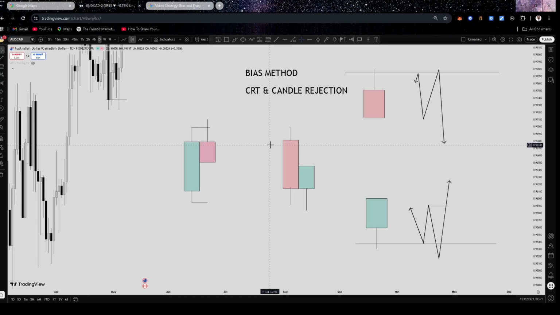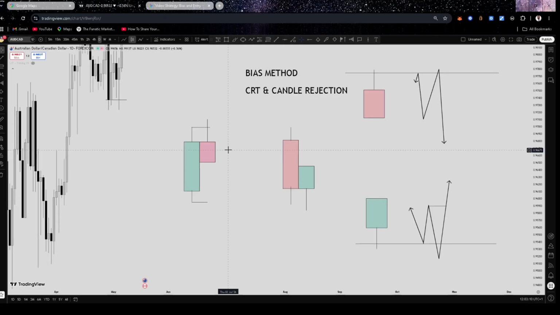I repeat, whenever you wake up in the morning, mark your previous daily candle. Wait for price to take out the high of that candle or the low of that candle. You must not necessarily wait for price to close before you determine your bias. If it closes, it's more advantage. Immediately price takes out that high and breaks structure on the 4 hour or the 1 hour time frame, you are now interested in that direction. You go with the direction.